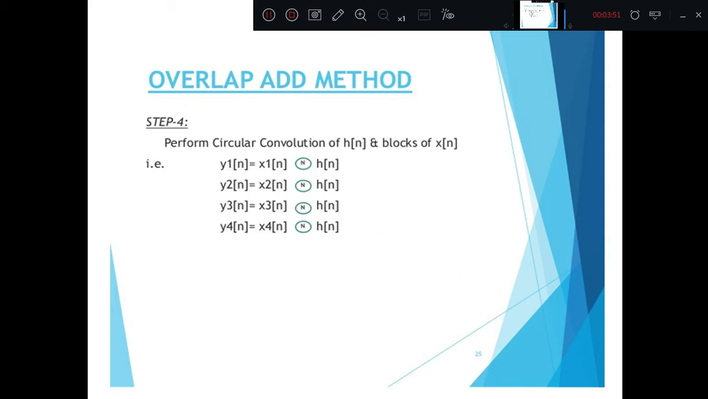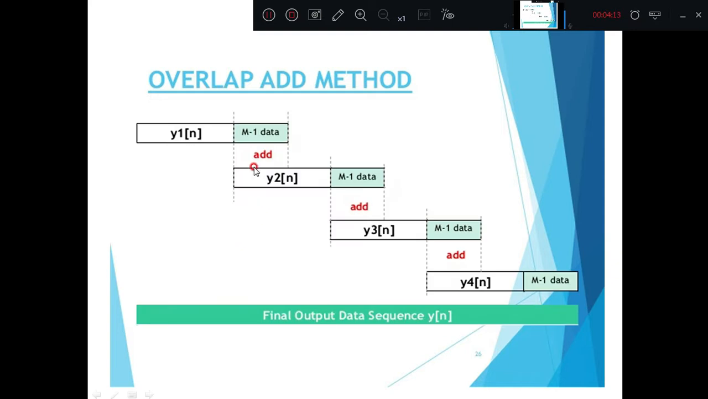The next procedure is very simple. You have to perform the circular convolution of x1 of n and h of n, for all the blocks x1 of n to x4 of n, with the impulse response h of n. You will get the four output convolved sequences, namely y1 of n to y4 of n. So here this is y1 of n, y2 of n, y3 of n and y4 of n.